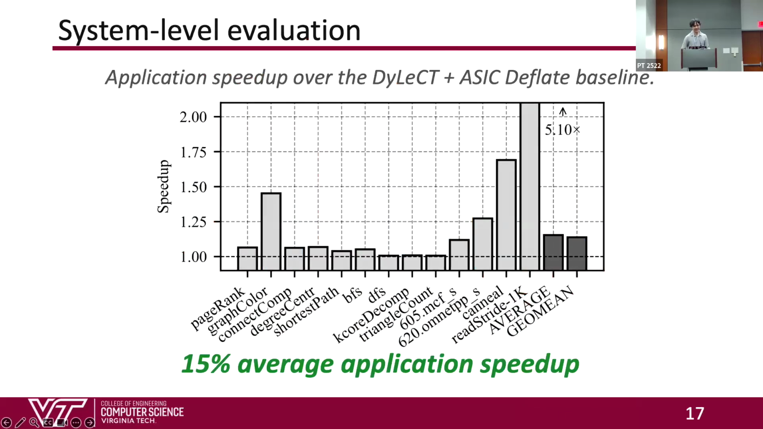So our system level evaluation was done with gem5, and you can see that on these benchmarks, we had an average of 15% average application speed up over the ASIC deflate baseline. And this is excluding read stride 1K, which is a stress test, a micro benchmark that is showing that there's potential with lots of compressed accesses to get up to 5x speed up.